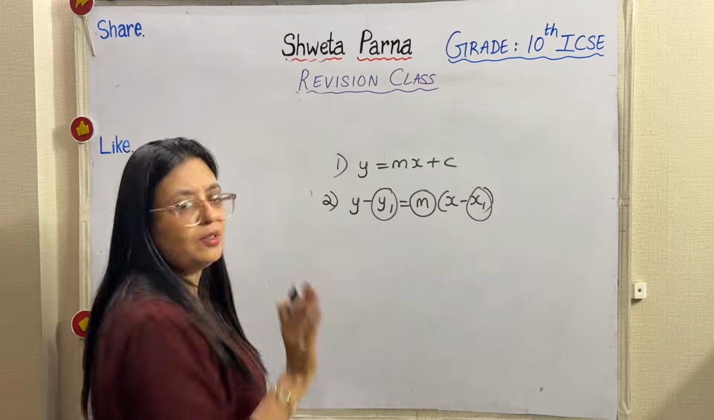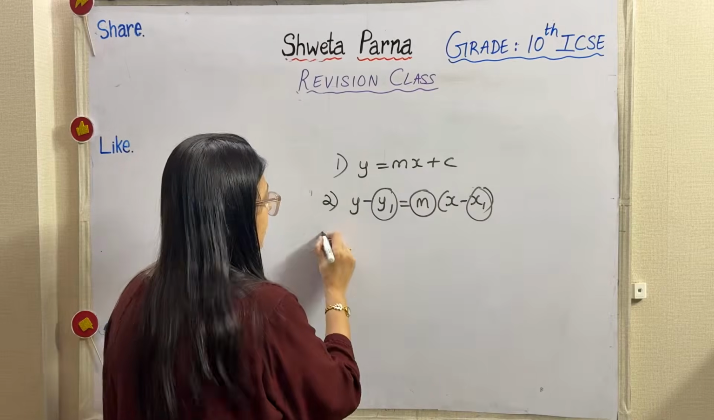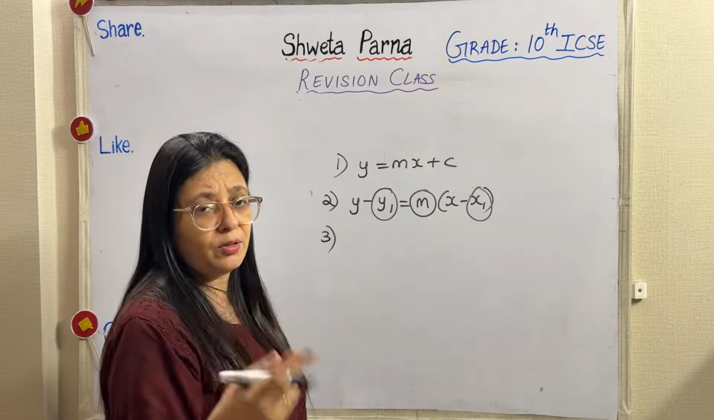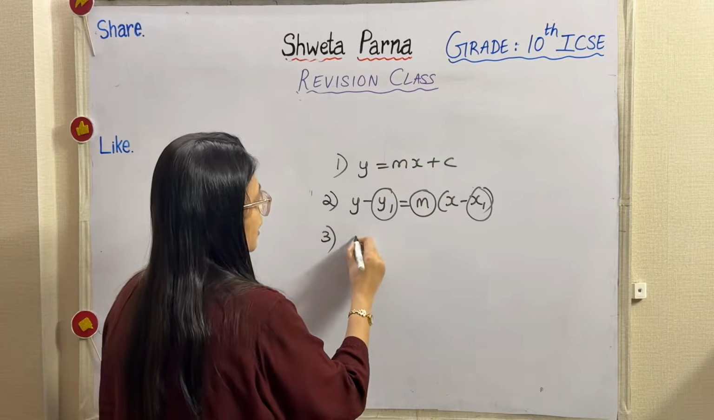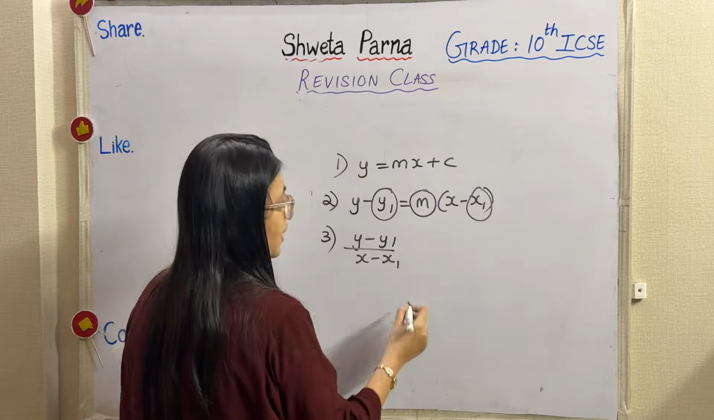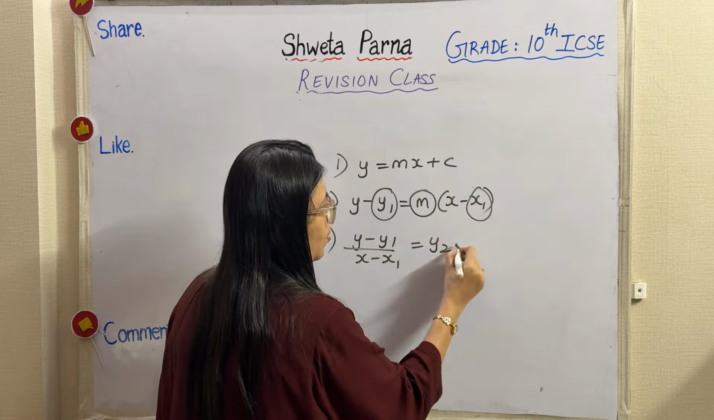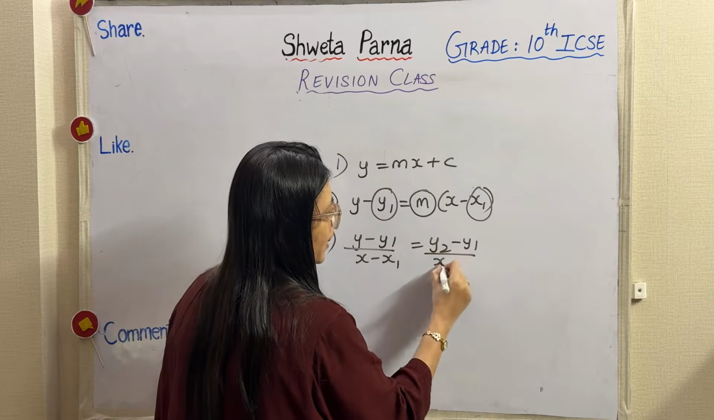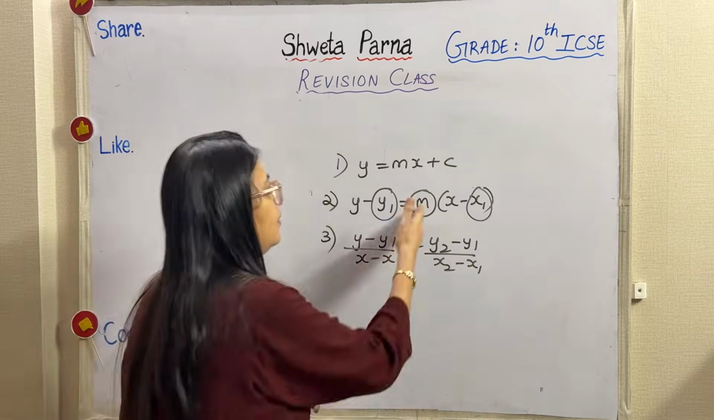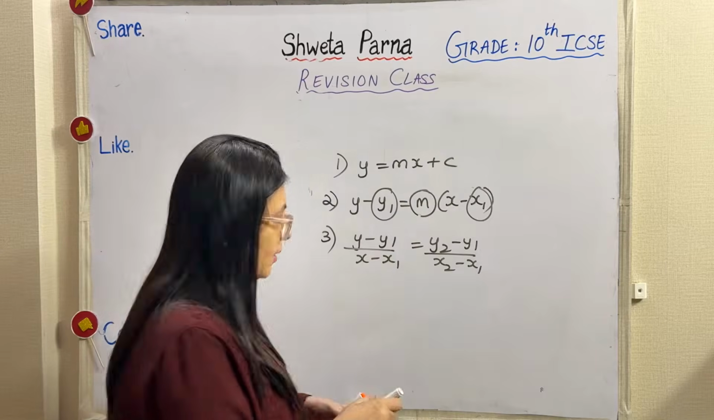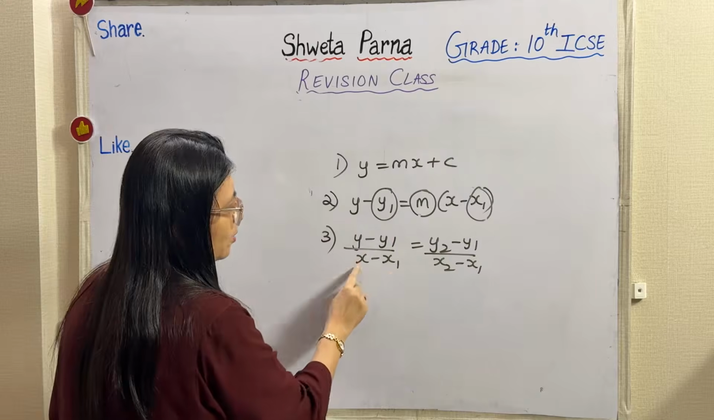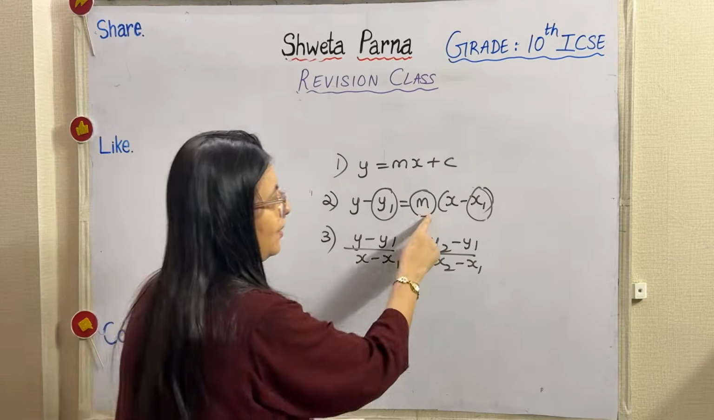Then we will use this formula. The third one is when 2 points are given to you. That is called the two-point form: (y minus y1) upon (x minus x1) is equal to (y2 minus y1) upon (x2 minus x1). Children, honestly speaking, both are similar. See here, if I take x minus x1 down, then (y minus y1) upon (x minus x1) is m.